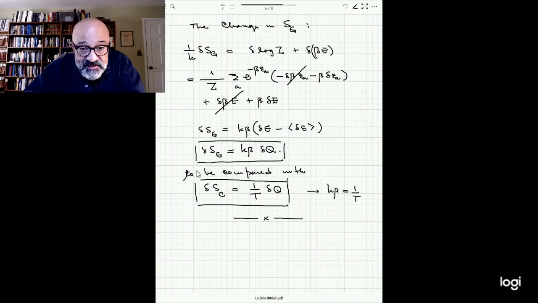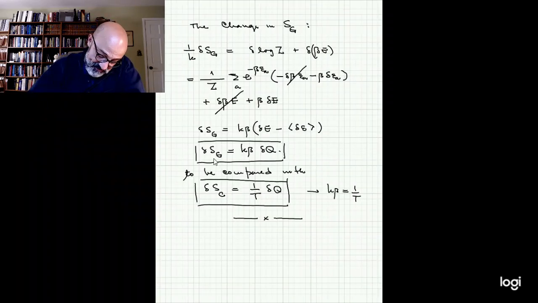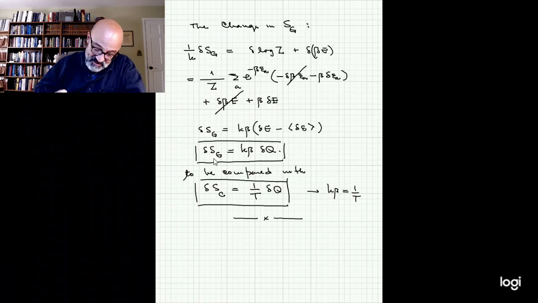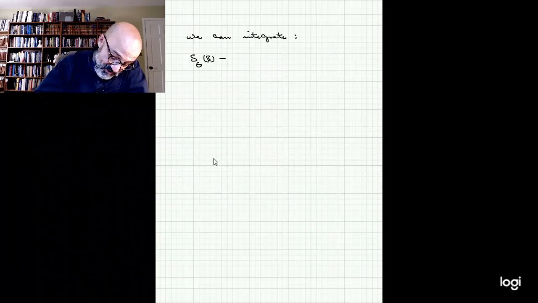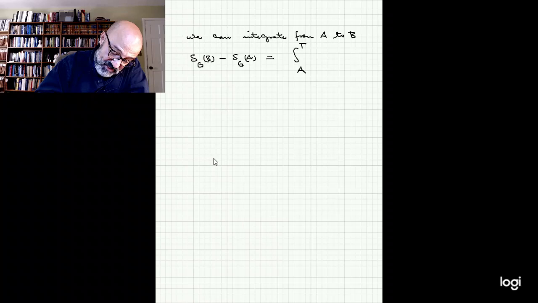There. When we integrate the Gibbs formula here, we're going to get the difference in entropies. Very good. We integrate from a state A to a state B, and we're going to get the difference equal to the integral from A to B of K beta delta Q.